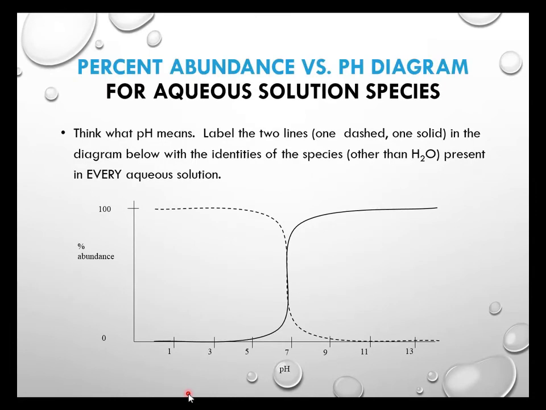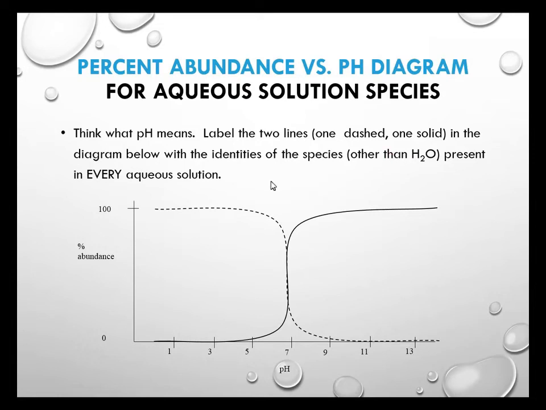Now we are finally ready to move on to the new idea for this semester, which is percent abundance diagrams. Here we have percent abundance of some species versus pH. So I would like you to pause the video, think about what pH means. What does it mean for there to be a low pH and what does it mean for there to be a high pH? And figure out what are the two species that are shown on this graph that would be present in every aqueous solution, but water isn't one of them. And which of those is which on these lines?